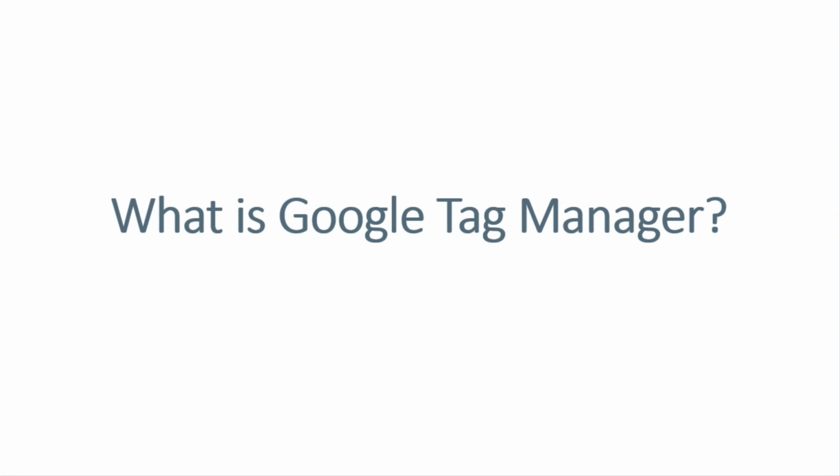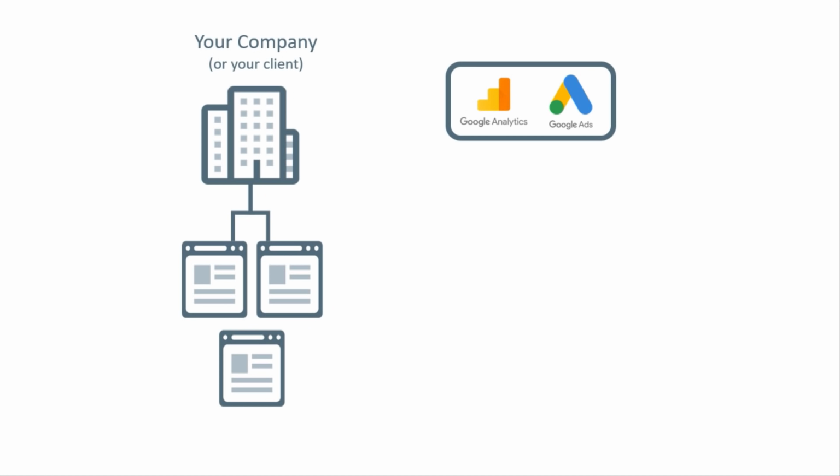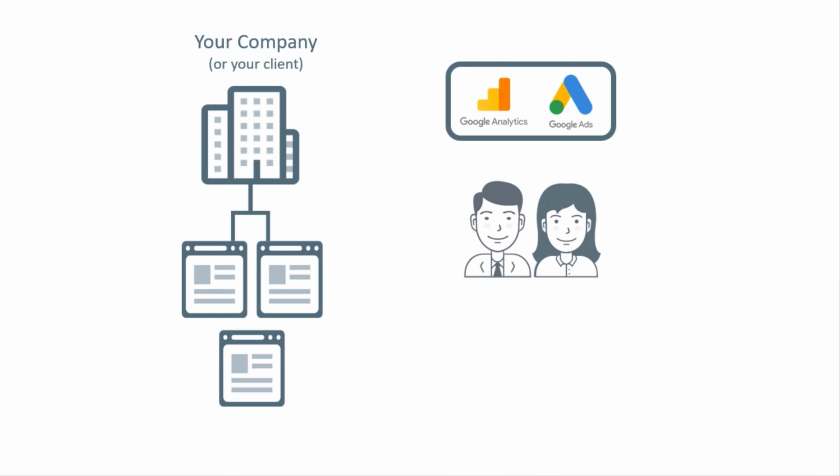So, what is Google Tag Manager? The best way to explain that is to show an example. Here's your company, or maybe that's your client's company, and that company has multiple websites. In order to measure the effectiveness of those websites and how they contribute to the overall goal of the business, those companies usually use tools like Google Analytics or Google Ads or something else. And that's where you as a marketer or analyst join the game, because you will be the one using those tools. And in order to get some data into, let's say, Google Analytics, you need to add tracking codes to those websites.